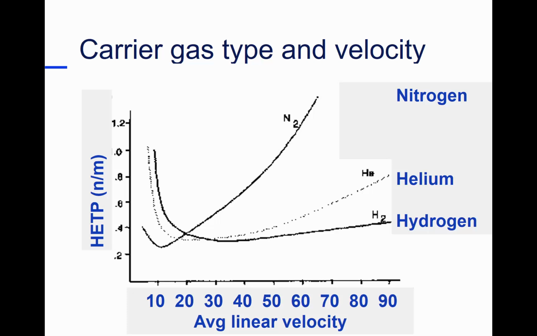Our mobile phase, I said it's a gas, right? And what can these gases be? I mentioned helium and hydrogen as the two preferred gases. It'd be a lot cheaper if we'd use nitrogen actually. That would really be ideal from a cost standpoint. But I want to explain this figure.